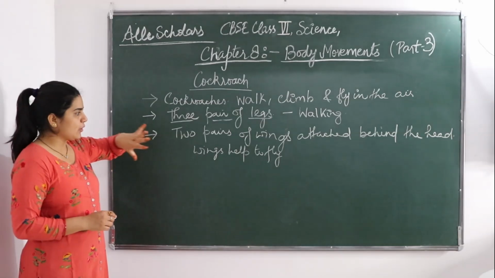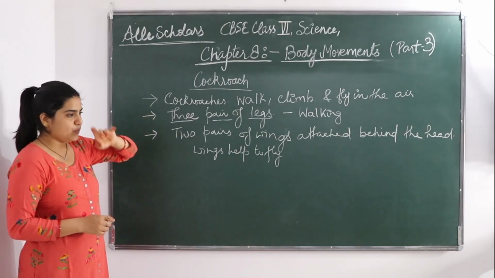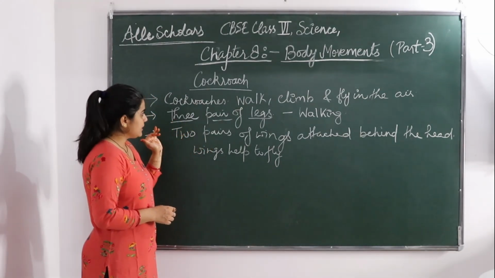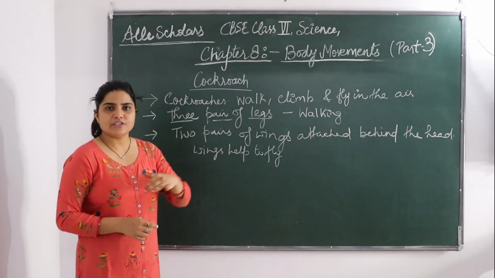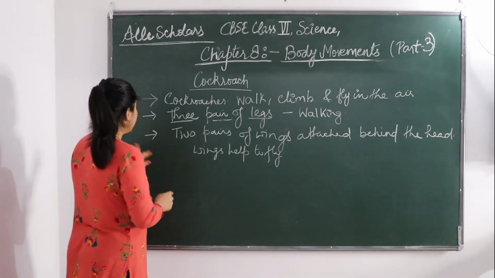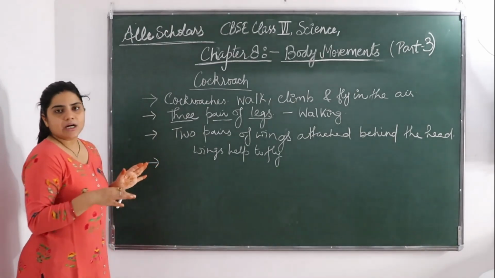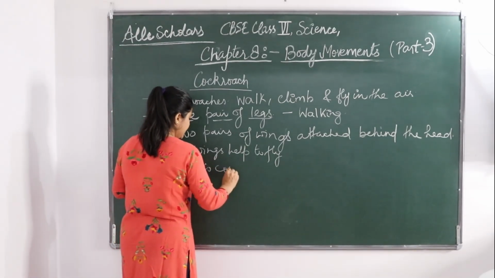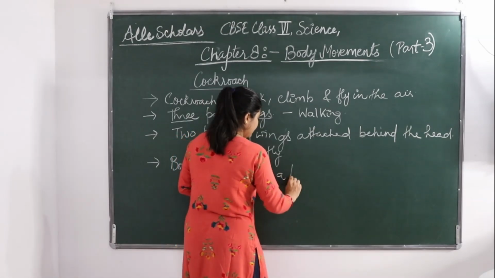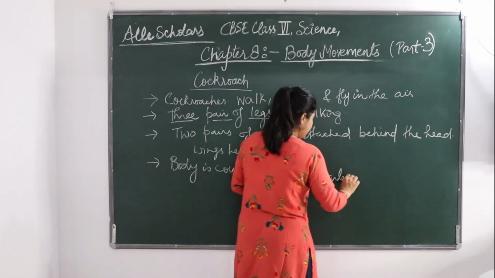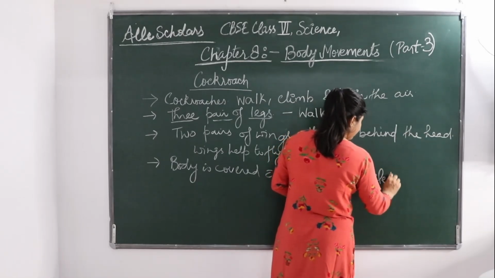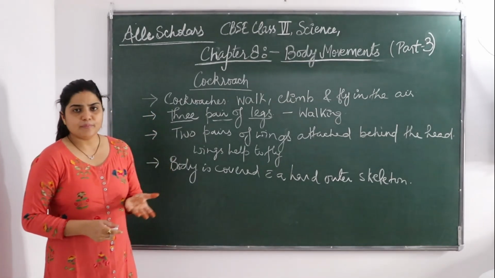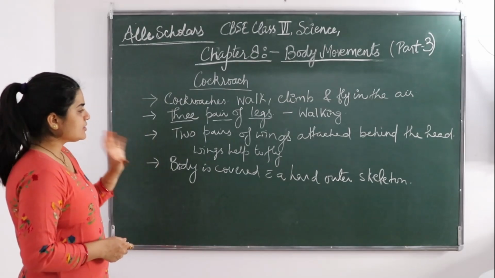Fine. So 2 pairs of wings are attached behind the head, and the body muscles move the wings when the cockroach flies. And these cockroaches have distinct muscles, those near their legs, which help them to walk. Now their body is covered with a hard outer skeleton. This skeleton is made up of a number of plates together, and that permits movement.